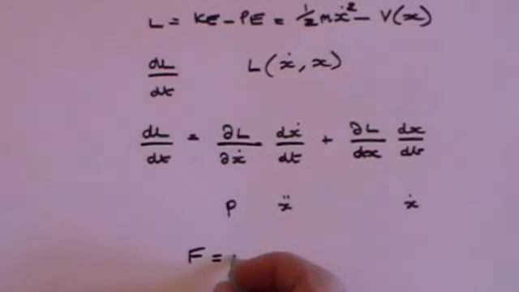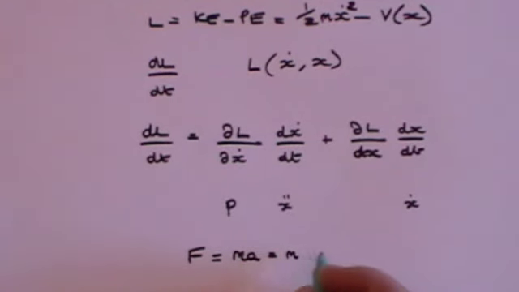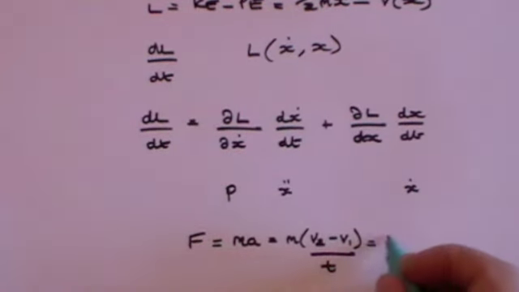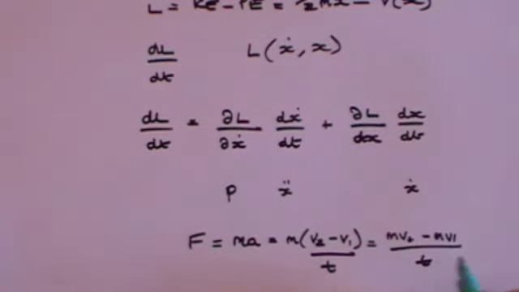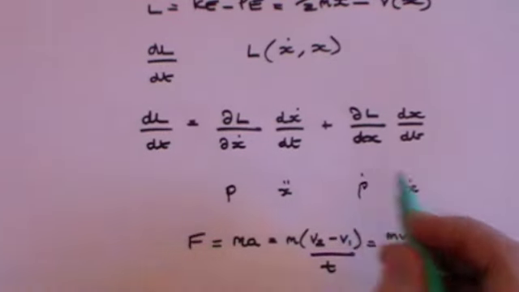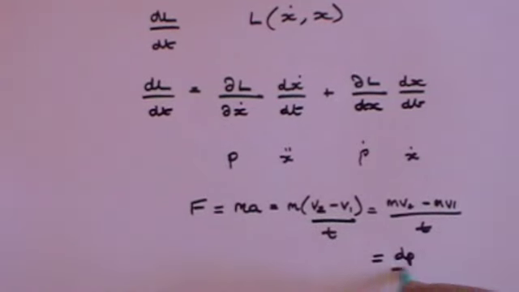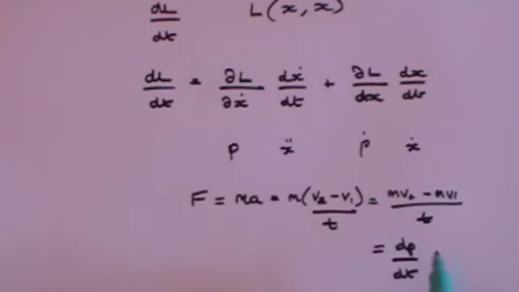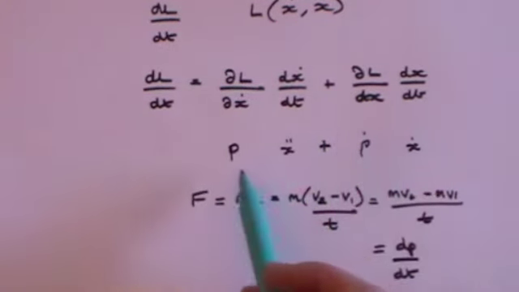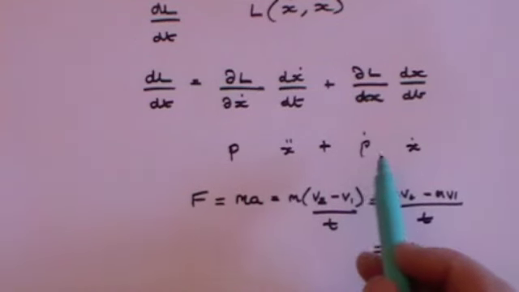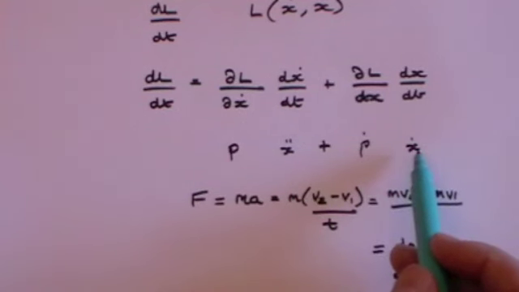The force is mass times acceleration. And acceleration is rate of change of velocity, (v2 minus v1) over t. And that is equal to (mv2 minus mv1) divided by time. But mv2 is the final momentum, mv1 is the initial momentum, and so you've got the change of momentum divided by time. That is the rate of change of momentum, which is dp by dt, and can be given the symbol p dot. So you've essentially reduced this equation to momentum times acceleration plus the rate of change of momentum times velocity.